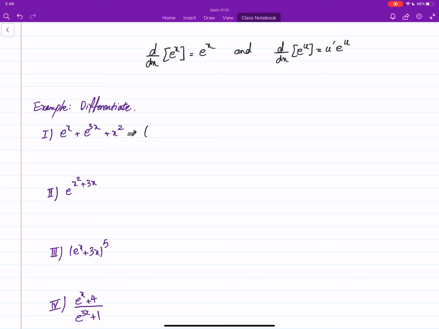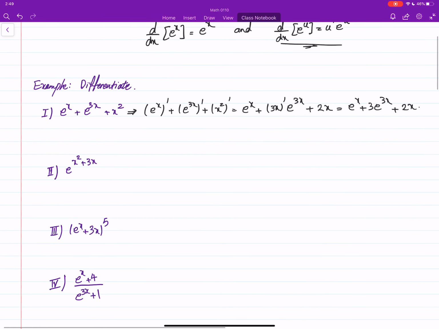First apply the sum rule. And this will give us the derivative of e to the power x is e to the power x. The derivative of e to the power 3x is the derivative of 3x times e to the power 3x, plus the derivative of x squared, which is just 2x. And that gives us e to the power x plus 3e to the power 3x plus 2x.